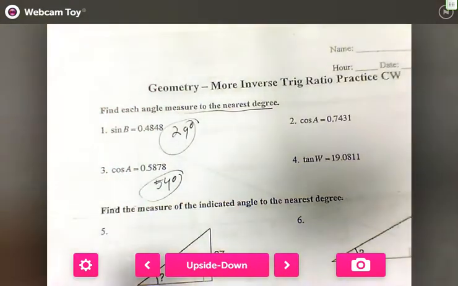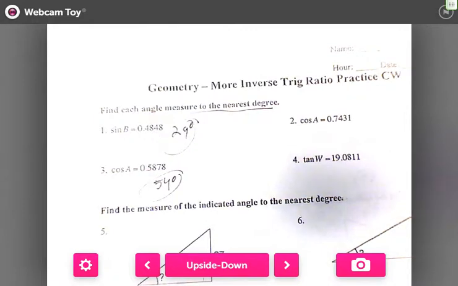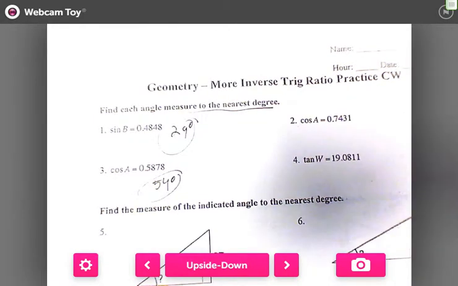Let me give you just a minute to try 2 and 4 on your own. Elijah, if you wanted to go while I'm doing this, that's fine.